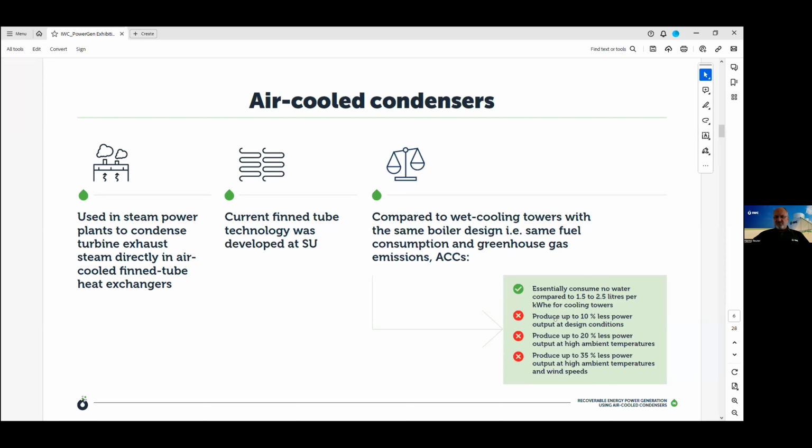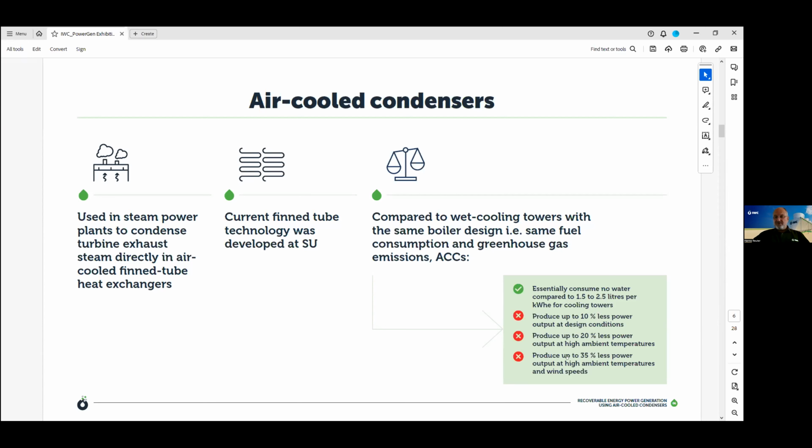The drawback, of course, is that the plant efficiency and output is significantly less. It depends on the design, of course, but I've encountered that it produces up to 10% less power output at design conditions than a wet cooled plant. And at high ambient temperatures, this goes up to 20%, which is significant. That means for the same fuel combustion and the same emissions, you're getting between 10 and 20% less power output out of a plant which is dry cooled.